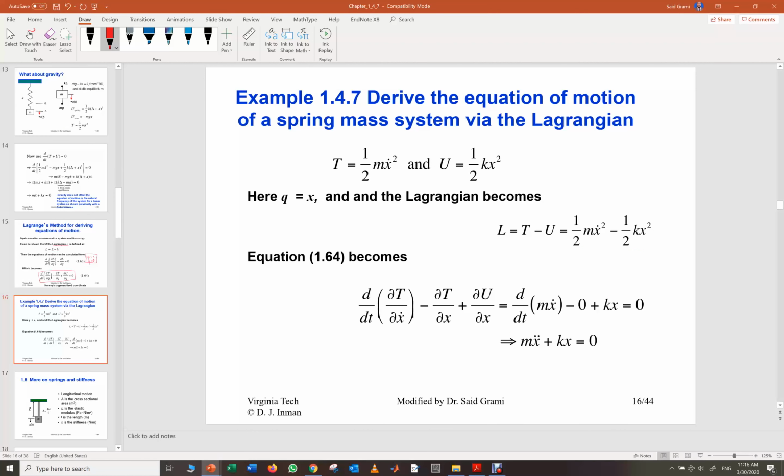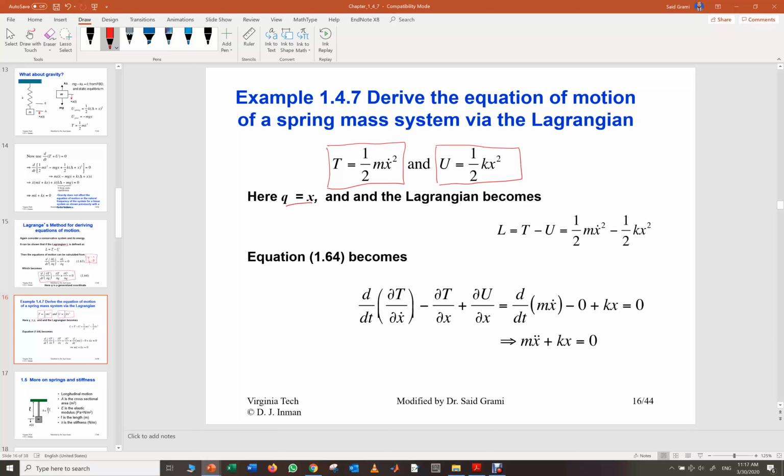Now let's do an example. Derive the equation of motion of a spring mass system via the Lagrange equation. So we have to calculate the kinetic energy. We said that the kinetic energy is given by this equation, and the potential energy is given by this equation. The potential energy is stored in the spring, and the kinetic energy is in the mass because the mass is moving. Here, as I said, Q is x, and the Lagrangian becomes L equals T minus U, which is half m x dot square minus half k x square.